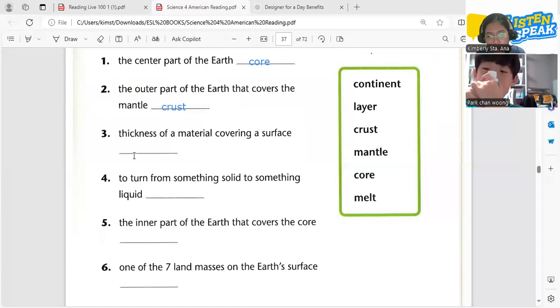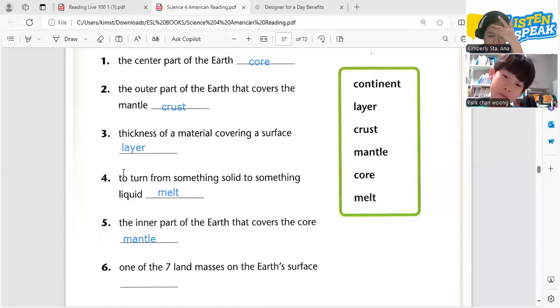Mantle. Oh, number three is layer. The thickness of the covering. Remember that. How about number four? Mantle. I melt. What's your answer? Mantle. Well, how about number five? I need your help with number five, though. Mantle. Okay, it's the mantle.